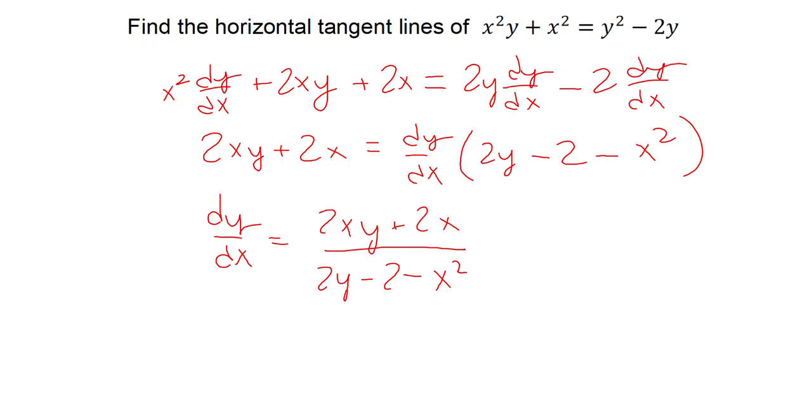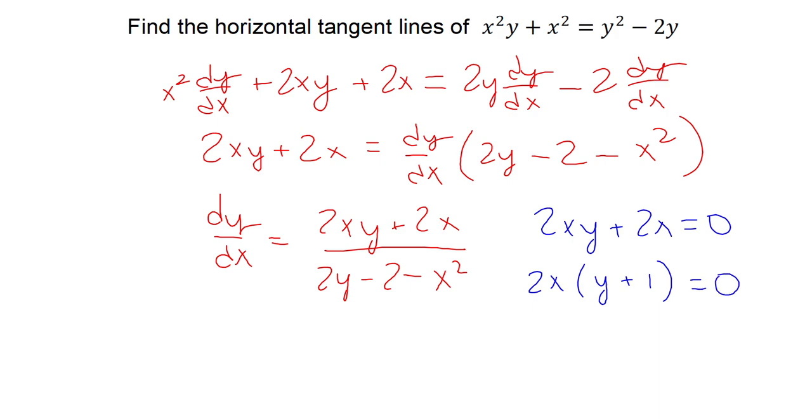And since we're only being asked for when we have horizontal tangent lines, we'll start off by just setting the numerator of our derivative equal to 0. We can factor a 2x out of that, leaving us with 2x times (y plus 1) equal to 0, giving us two options: one which is x equals 0 and one which is y equals -1.